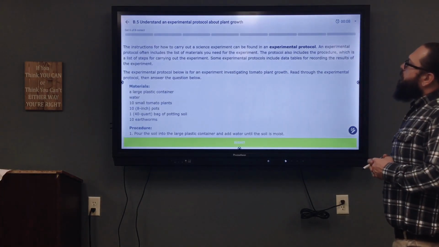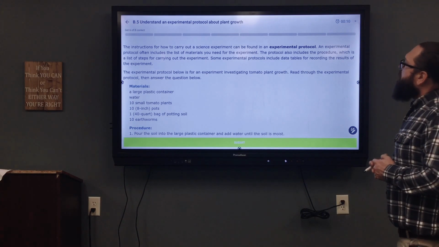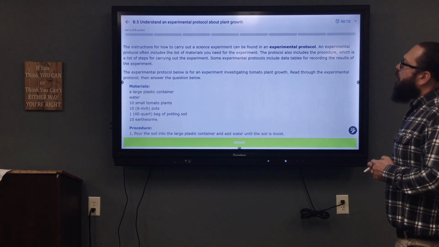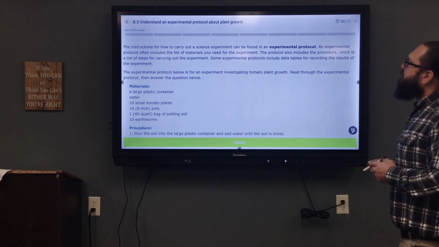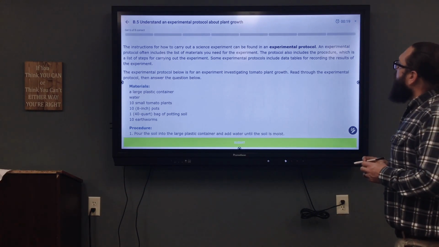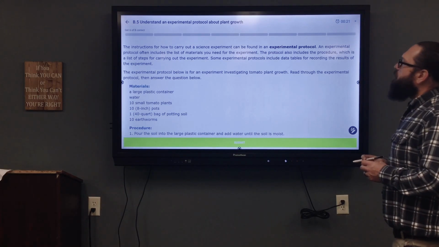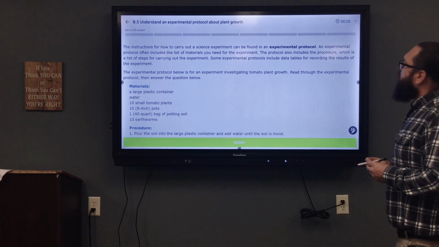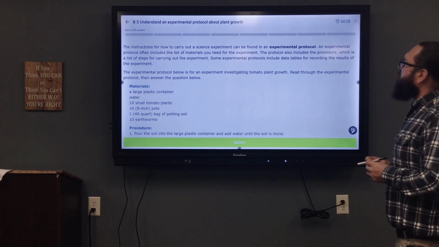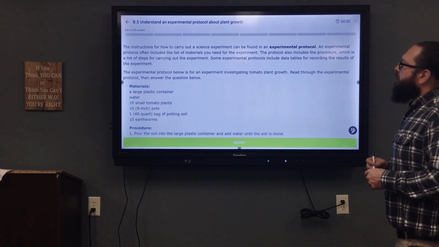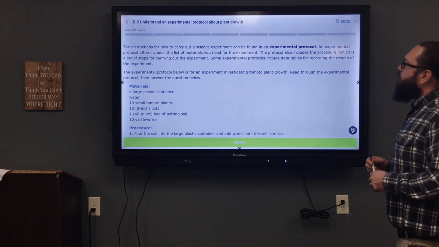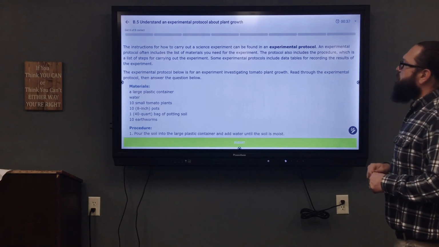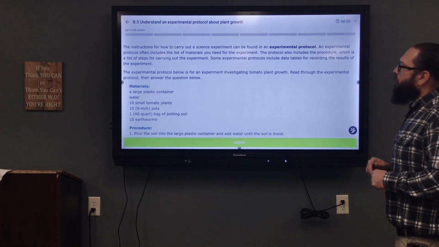The instructions for how to carry out a science experiment can be found in an experimental protocol. An experimental protocol often includes the list of materials you need for the experiment. The protocol also includes the procedure, which is a list of steps for carrying out the experiment. Some experimental protocols include data tables for recording the results of the experiment. The experimental protocol below is for an experiment investigating tomato plant growth. Read through the experimental protocol, then answer the question below.